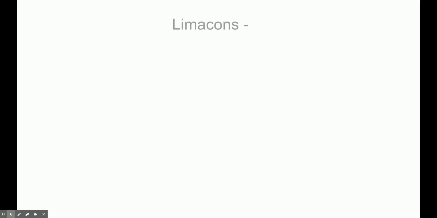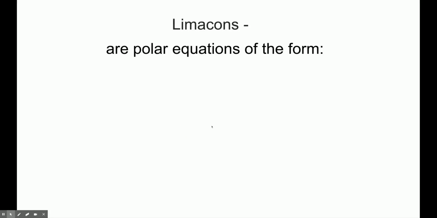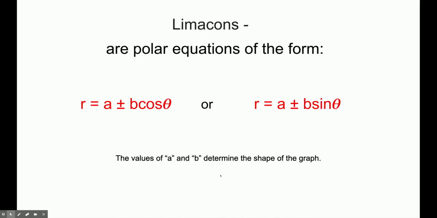Limacons are polar equations of the form r is equal to a plus or minus b cosine theta, or r is equal to a plus or minus b sine theta. Now, depending on what's going on here, there's a couple things that affect the shape of the curve. A and b determine the shape of the curve, as does whether you're dealing with cosine or sine, because we're going to look at what it is symmetrical to in terms of cosine and sine.